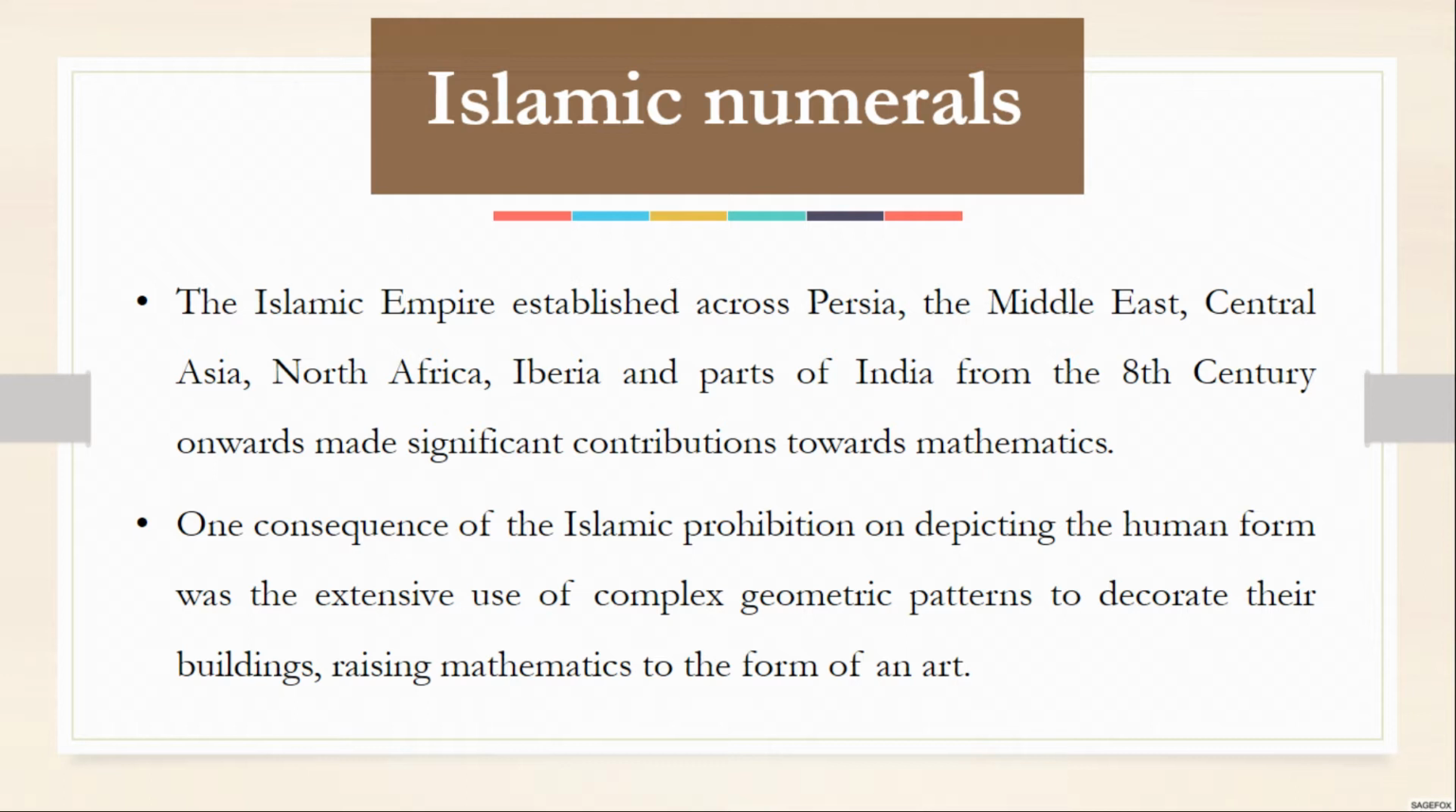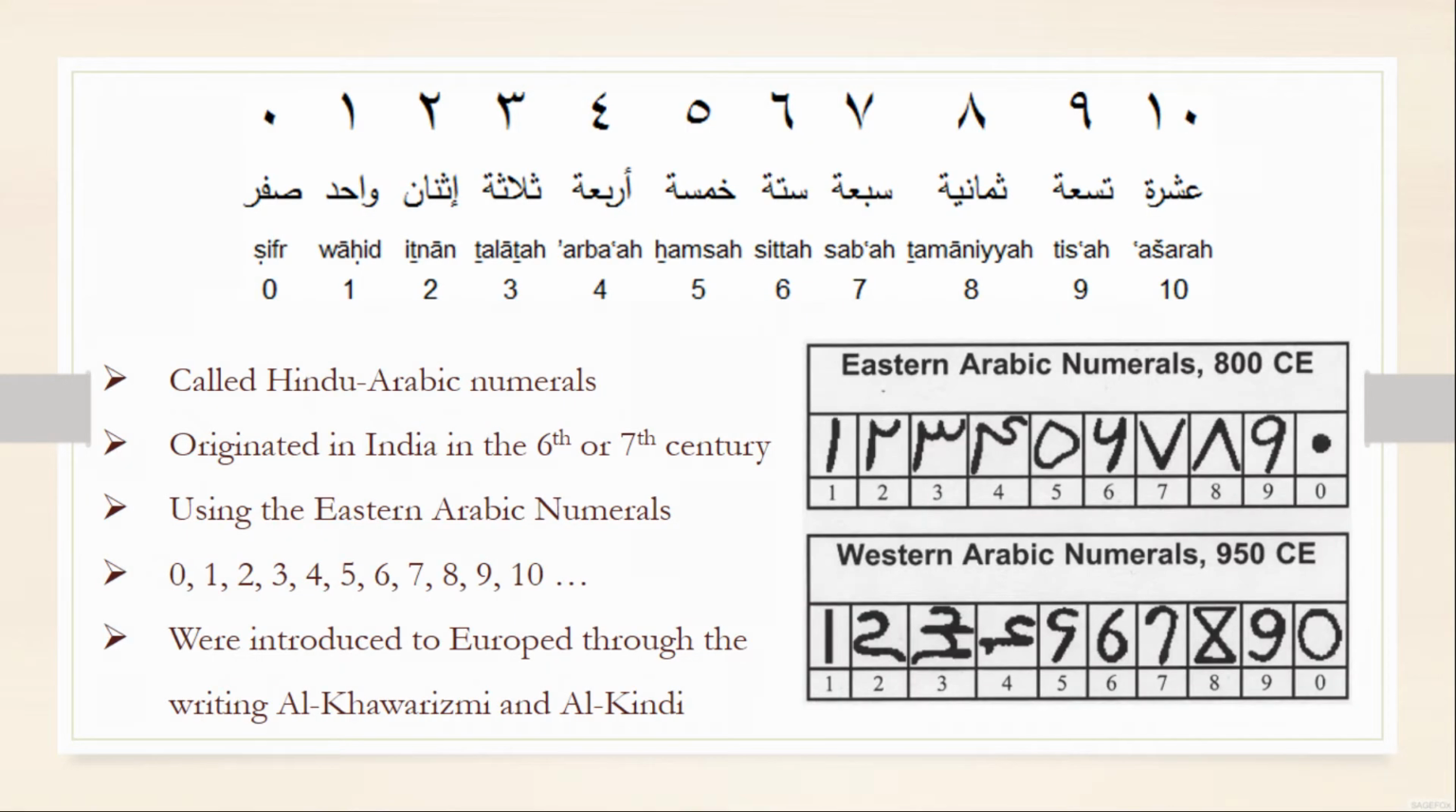Islamic numerals. The Islamic Empire was established across Persia, the Middle East, Central Asia, North Africa, Libya, and part of India. From the 8th century onward, it made significant contributions to mathematics. One consequence of the Islamic prohibition on depicting the human form was the extensive use of complex geometric patterns to decorate their buildings, raising mathematics to a form of art.